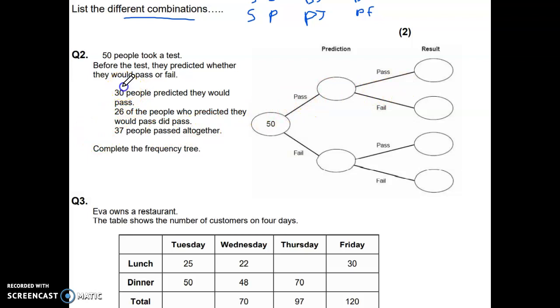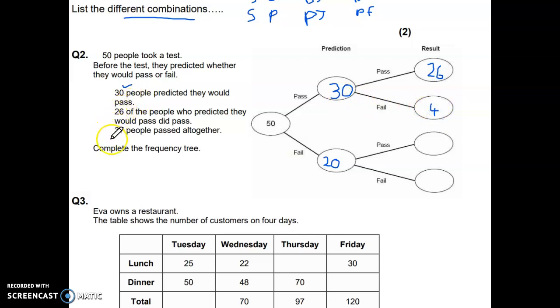So 30 people predicted they would pass. So 30 people there. Right, so if there's 50 altogether, that means 20 people predicted that they would fail. Right, so 26 of the people who predicted they would pass did pass. So there's your pass. So 26 of them actually passed. And then that means that with all those, there's 4 that failed. So that part is finished.